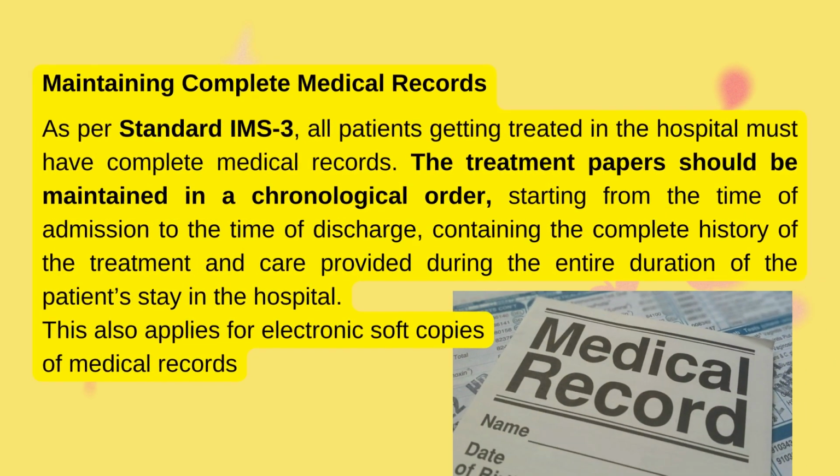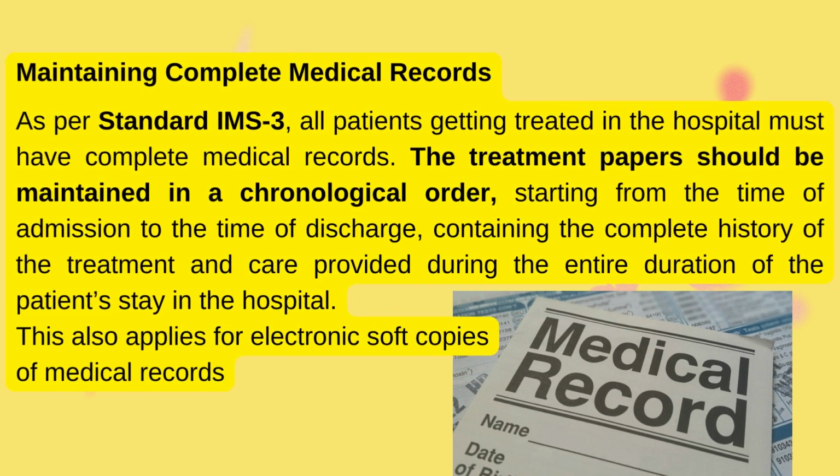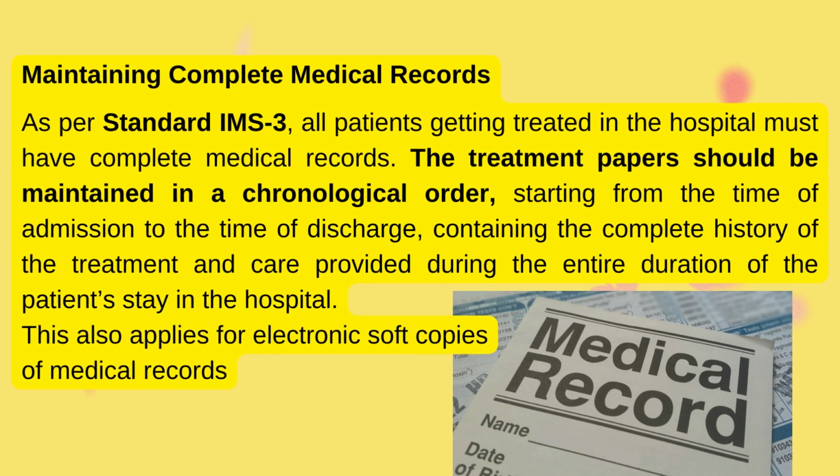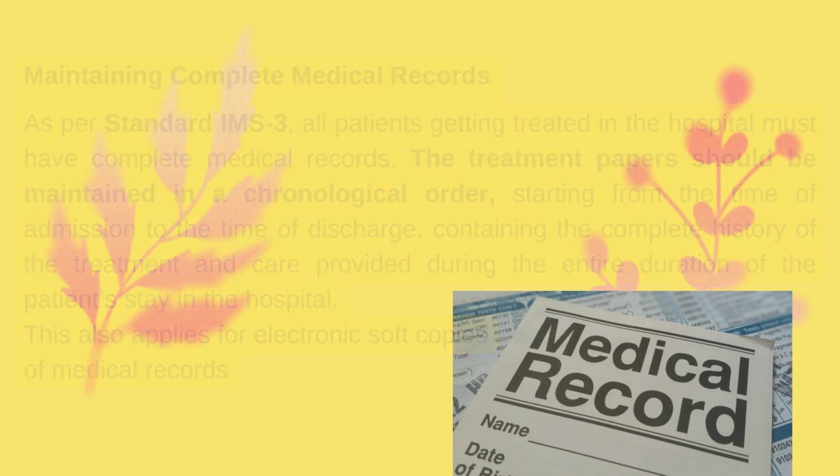Maintaining complete medical records. As per standard IMS 3, all patients getting treated in the hospital must have complete medical records. The treatment papers should be maintained in a chronological order, starting from the time of admission to the time of discharge, containing the complete history of the treatment and care provided during the entire duration of the patient's stay in the hospital. This also applies for electronic soft copies of medical records.